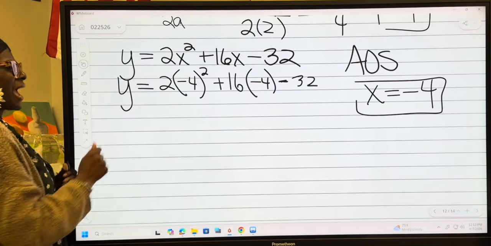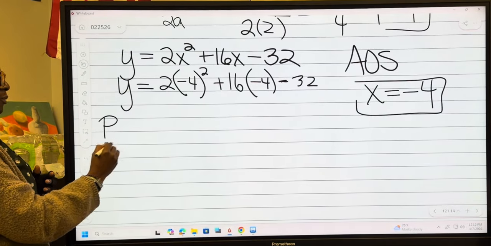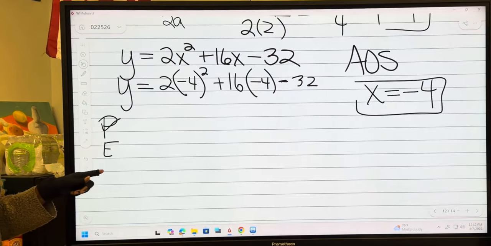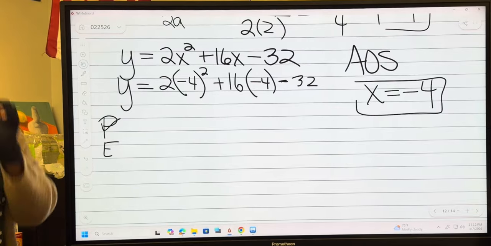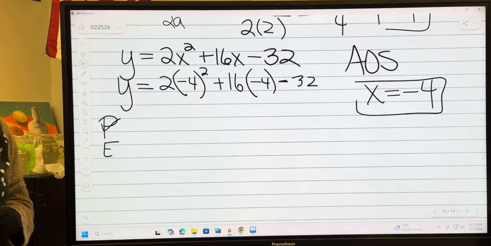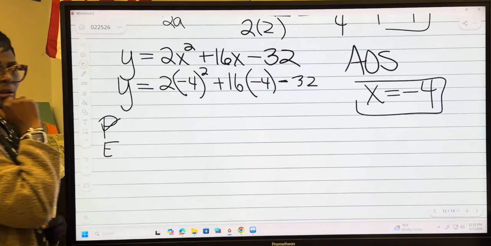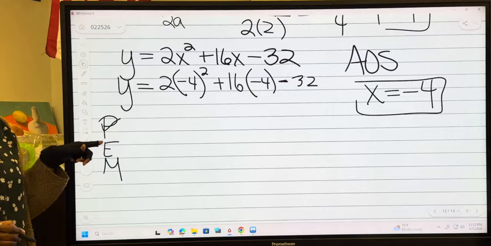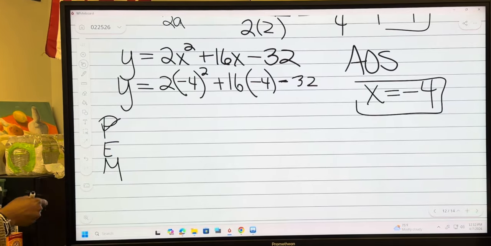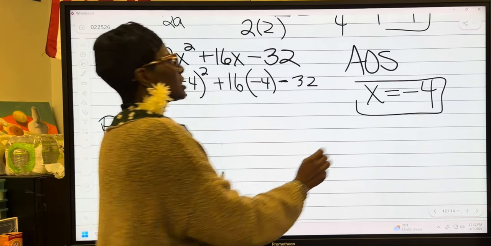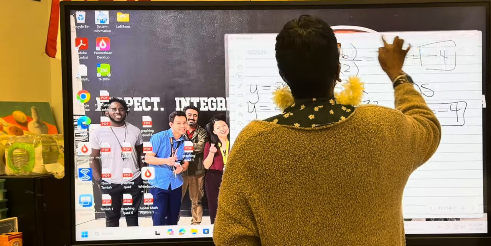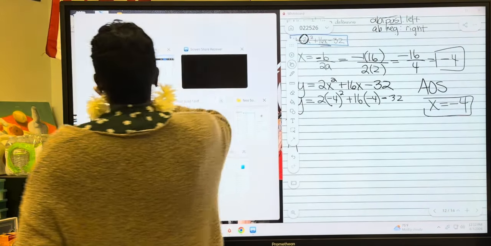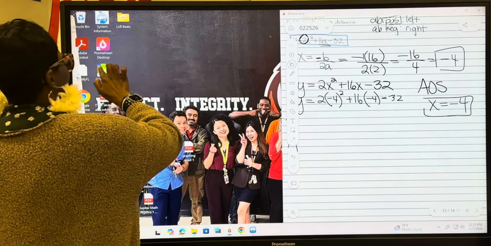So what's next? We got P, then we got what? We got exponents. Do I have any exponents? Yes. Do that first. So let me ask you this. Should I go 2 times -4? No. That's doing multiplication before you do exponents. So grab your calculator. What should we put inside this thing? -4 squared. We're going to put -4 and then do what with it? Squared. We're going to square it.